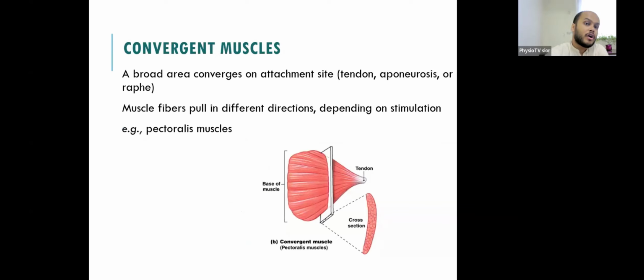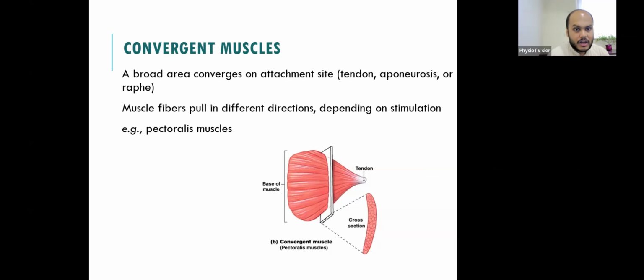When I talk about a convergent muscle, it is basically a muscle that has a very broad origin. So the musculotendinous unit at the origin is going to be broad, and when it moves towards the insertion, it will start narrowing. It will start converging towards the insertion, and that's why it is called a convergent type of muscle.